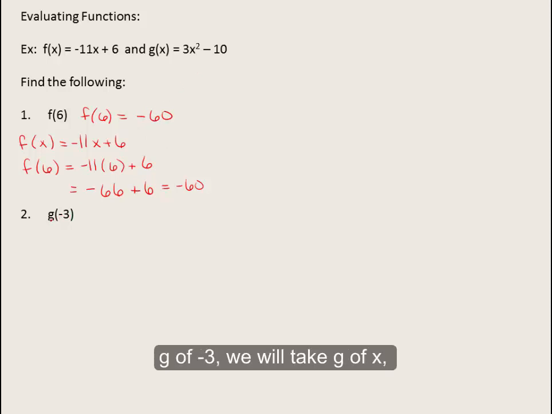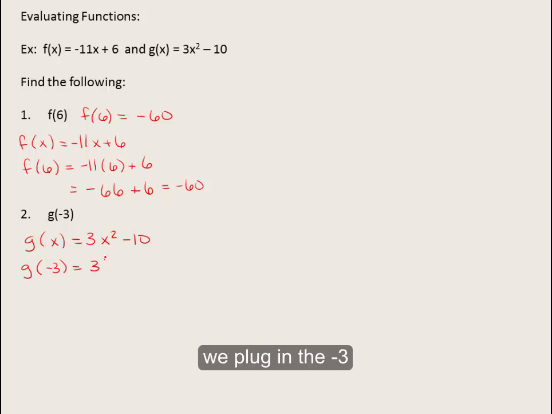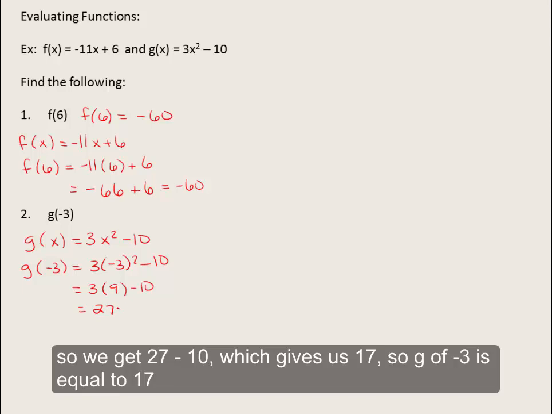G of negative 3, we will take g of x, and to evaluate for g of negative 3, we plug in the negative 3. Negative 3 squared is 9. So we get 27 minus 10, which gives us 17. So g of negative 3 is equal to 17.